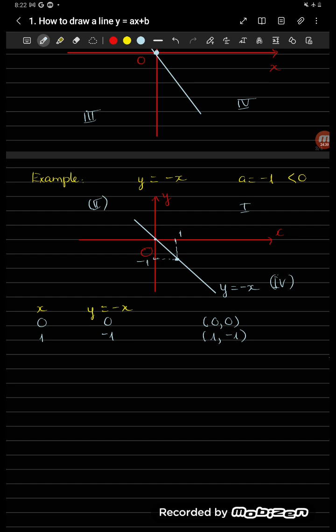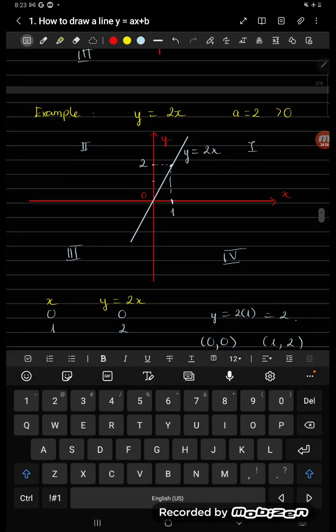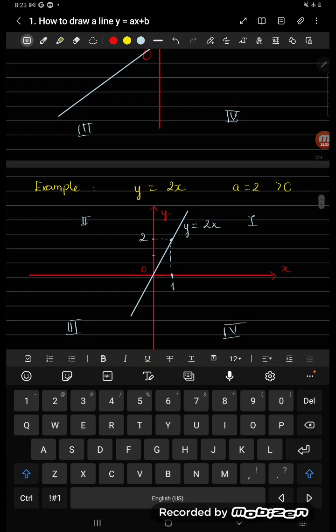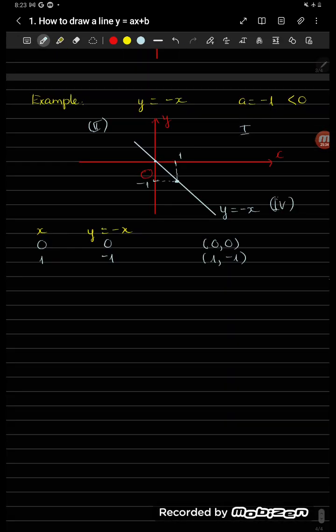So if a is positive, it means the line occupies the first and the third quadrant. But if a is negative, then the line lays down in the second and the fourth quadrant. Okay, so that's the case 3 for y equal to ax. It means the value of b equal to 0.